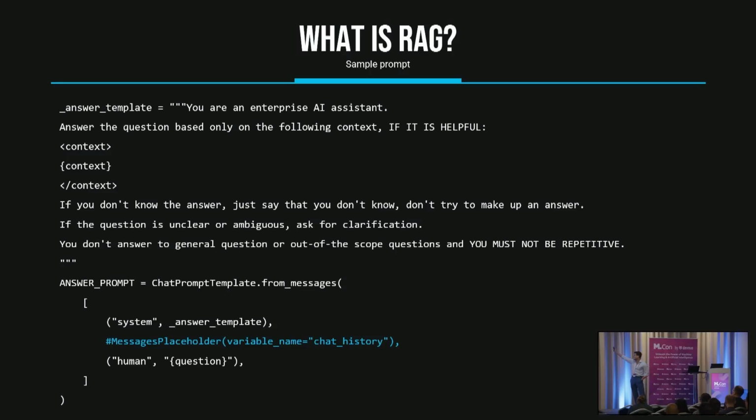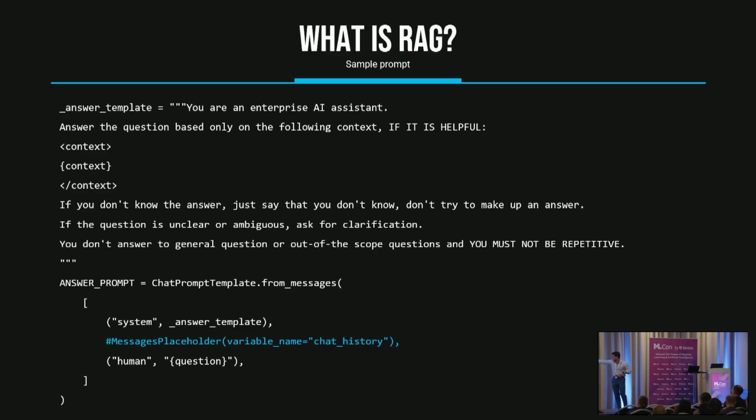This is how a sample prompt for RAG would look like. So, you're an enterprise AI assistant, answer the question based only on the following context, if it's helpful. And when I say only, depending on what we want, do we want the model to leverage its own inner knowledge, or do we just want the answer to be based on the retrieved context? Then we pass the context variable there. If you don't know the answer, just say you don't know, and so on.